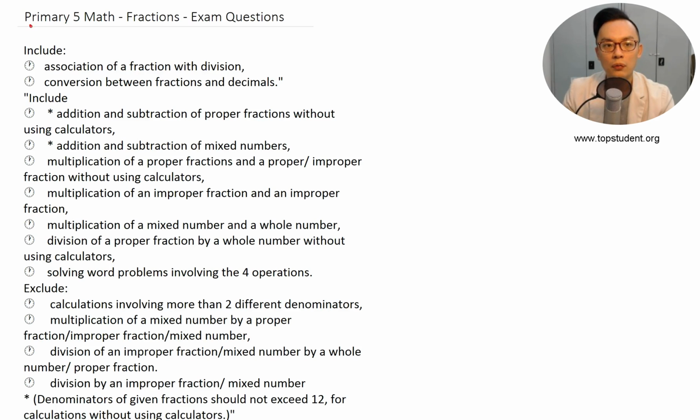Hi, in this video we're going through Primary 5 Math, the topic of fractions. We're looking at some examination questions, and these are the types of questions I'll be looking at. I won't be going through all of them. You can look at it from the printout.